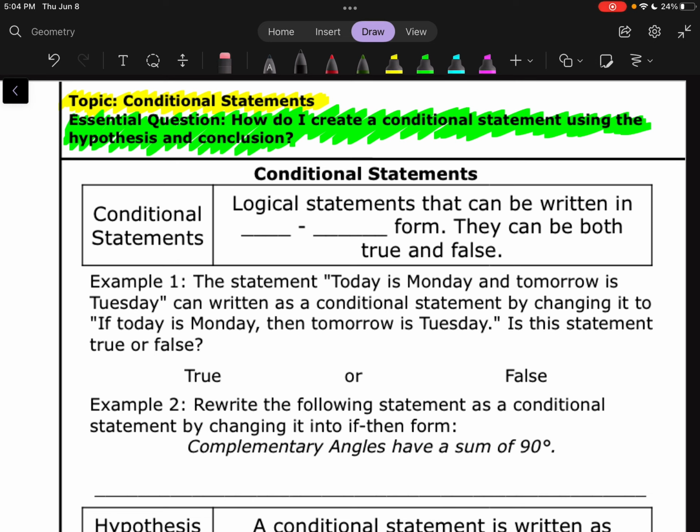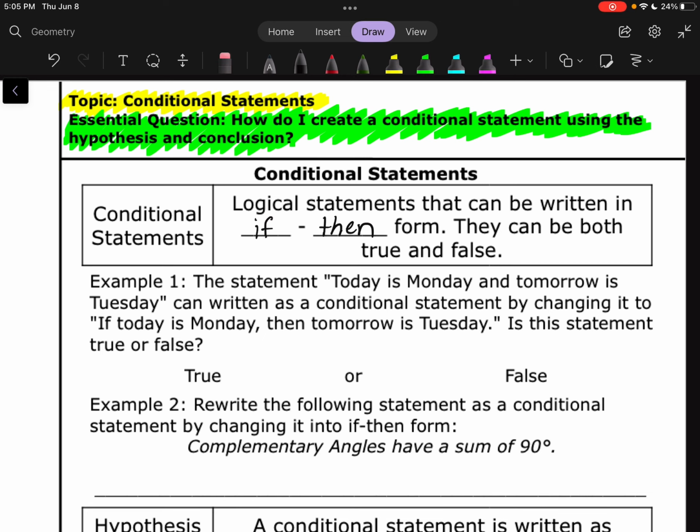They are logical statements that can be written in if-then form. They're going to be written in this form called if-then form, and a conditional statement can be either true or false. So, what is this if-then form? Let's look at example 1 here. It says the statement today is Monday and tomorrow is Tuesday can be written as a conditional statement by changing it to if today is Monday, then tomorrow is Tuesday.